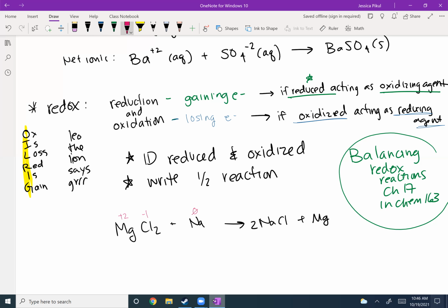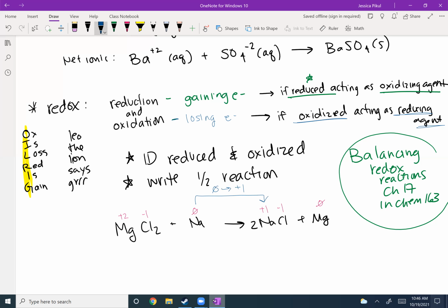My sodium is the element, so it's got a 0 charge. And then in the products, it has a +1 charge because it's paired with chlorine now. So it becomes ionic. My magnesium has a 0 charge. So looking at these, one of them is going to be losing electrons and one is going to be gaining electrons. Looking at my sodium, it's going from a 0 charge to a +1 charge.